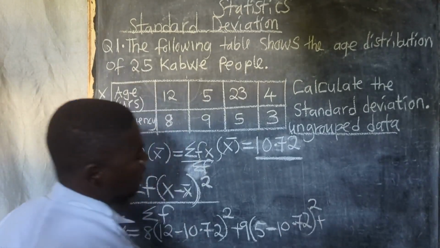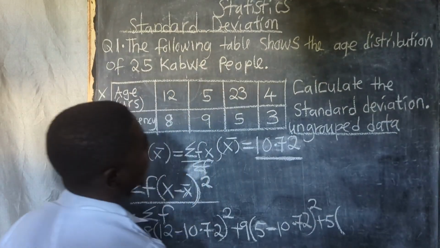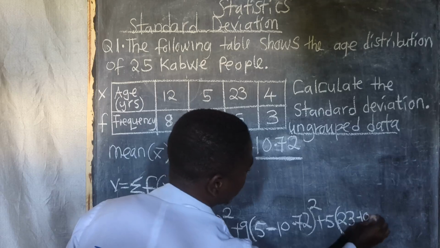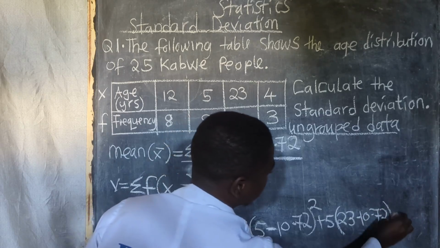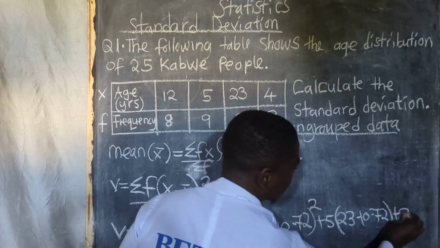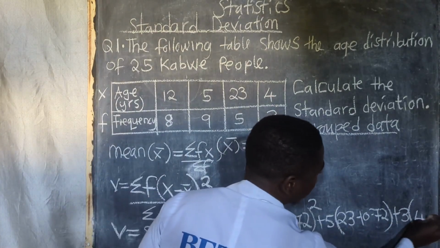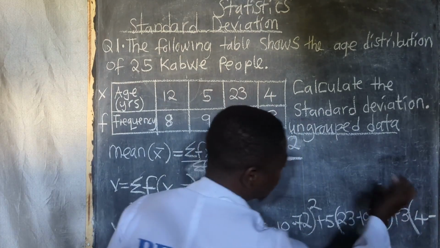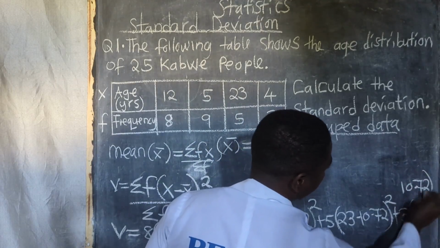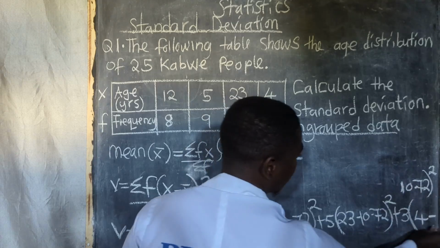I continue, plus, I'm here. What is the frequency? 5. Open bracket, that is 23. 23 minus the mean, 10.72, squared. Plus, I move to the last one. That is 3. So we are saying 3, open, then you say 4. 4 minus 10.72, then you put a square there. So you continue from there, you put a square there.